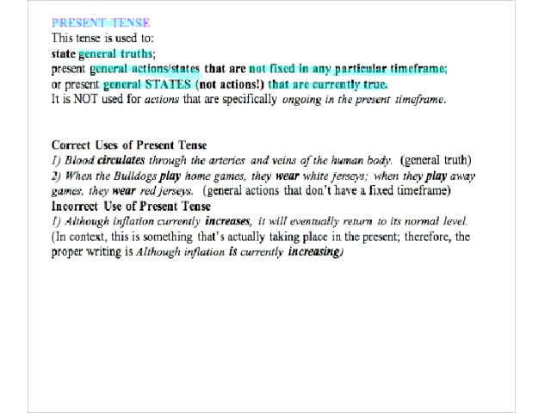Here are some examples. Blood circulates through the arteries and veins of the human body. This is a general truth. This is something that is always true. Notice that even if you are talking about a discovery of this happening in the past, if this is a general truth, you should still use the present tense.